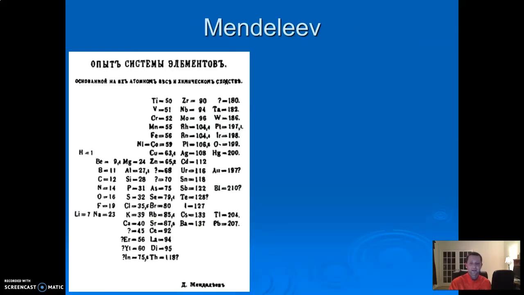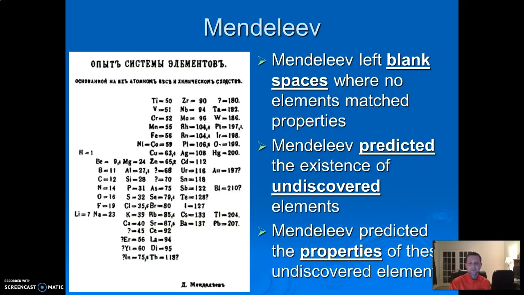All right, this is Mendeleev's original periodic table. I just think this is so neat. I don't know if anybody else is in agreement with me, but Mendeleev left blank spaces where no elements matched properties. So not all the elements were discovered, obviously, when Mendeleev was making his table. So he left blank spaces where there wasn't an element to put there.